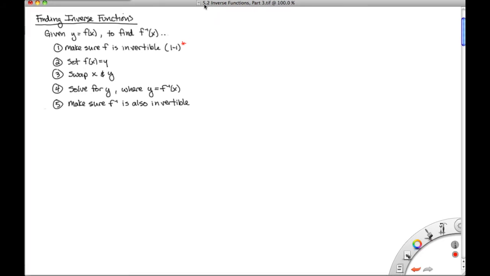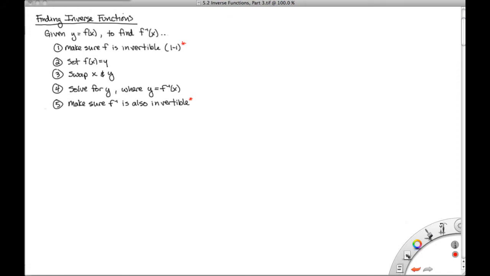The next thing we'll do is set f of x equal to y. We'll then swap the x's and the y's, so they interchange. Anywhere there's an x, you put a y. Anywhere there's a y, you put an x. Then for this new equation, we solve for y, and the resulting function of x will be our inverse function. Before we move on, we want to double check that this new inverse function is also invertible, and we'll check that it's one-to-one. Again, we probably won't hit this in too many problems in this video, but in the next one we'll do some examples where we have to worry about that.